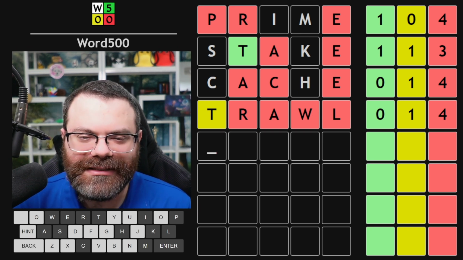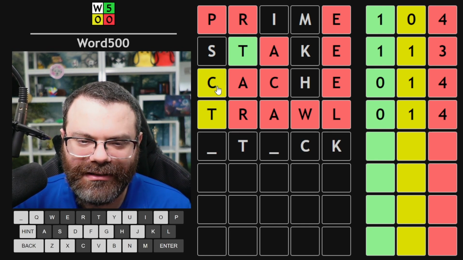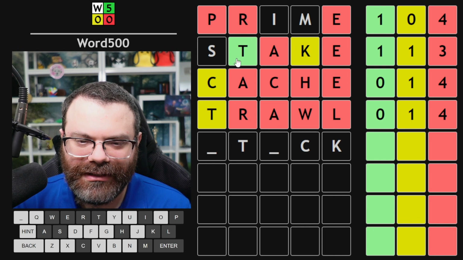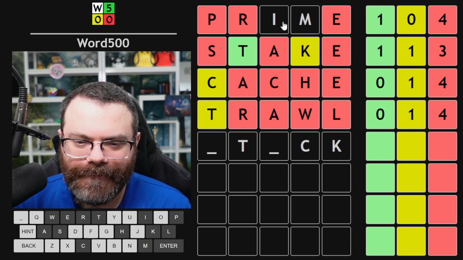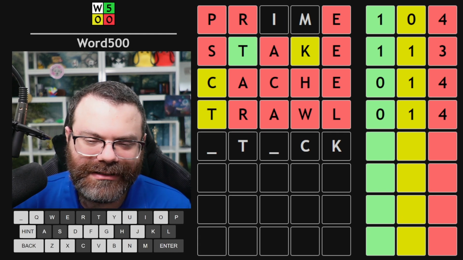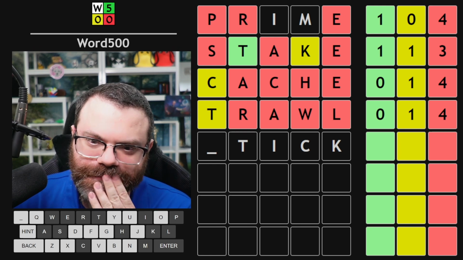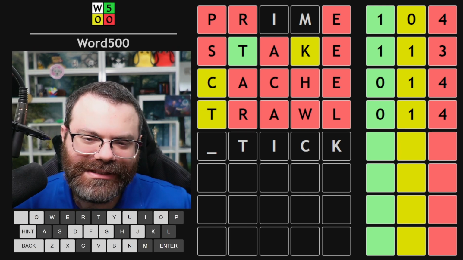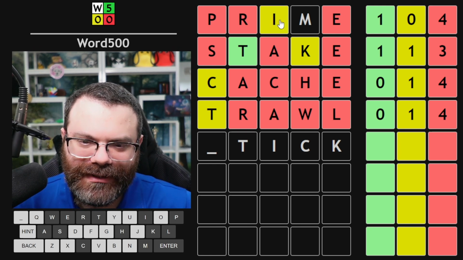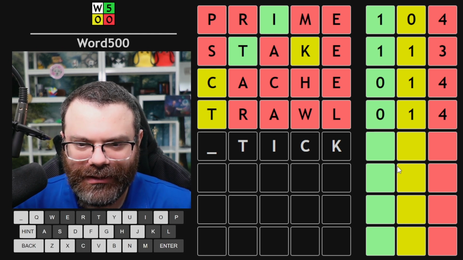I mean, I could do like T something CK, right? That feels pretty nice. That would be this yellow and this yellow. Oh, stick almost works, right? Because I could do ICK. I keep getting almost words, but I can't use the S in this case. But these would be the clues. One green, green, yellow, yellow, yellow.